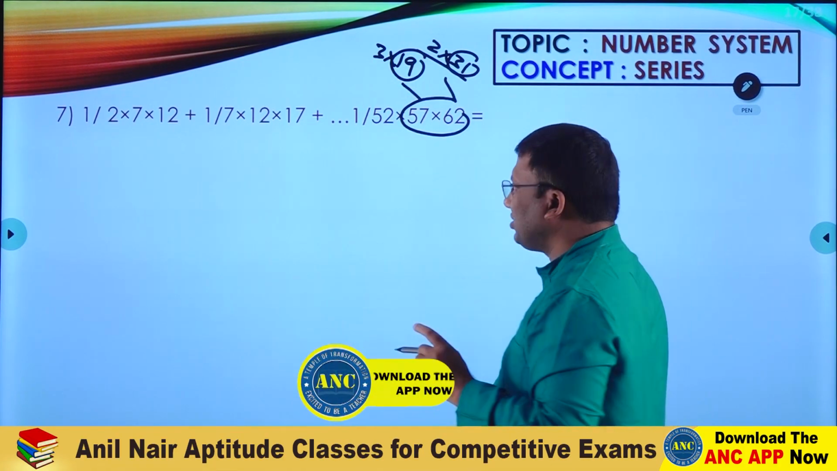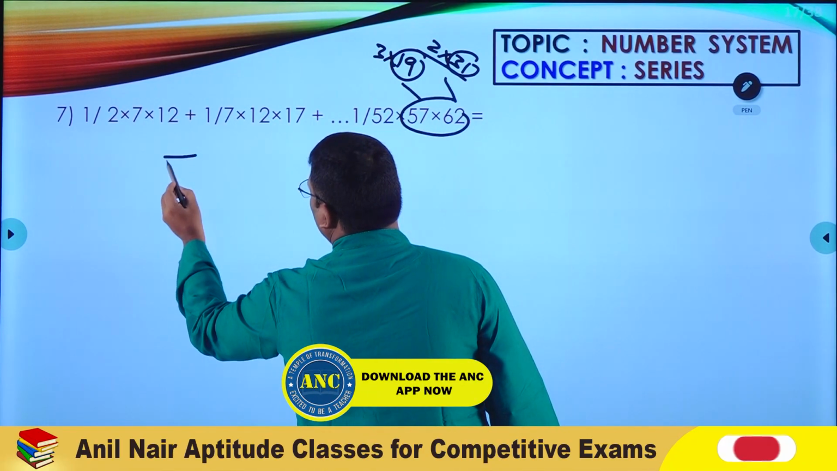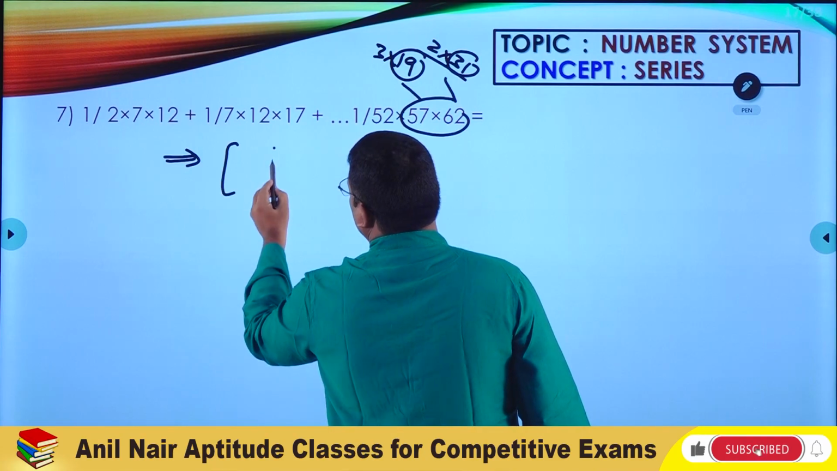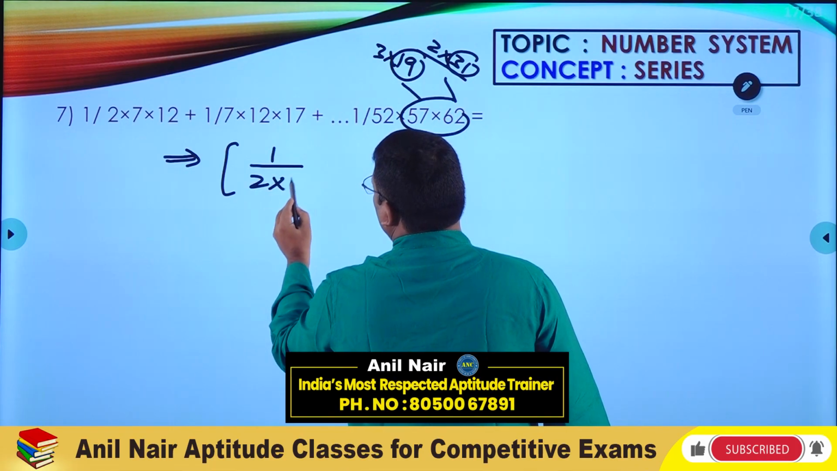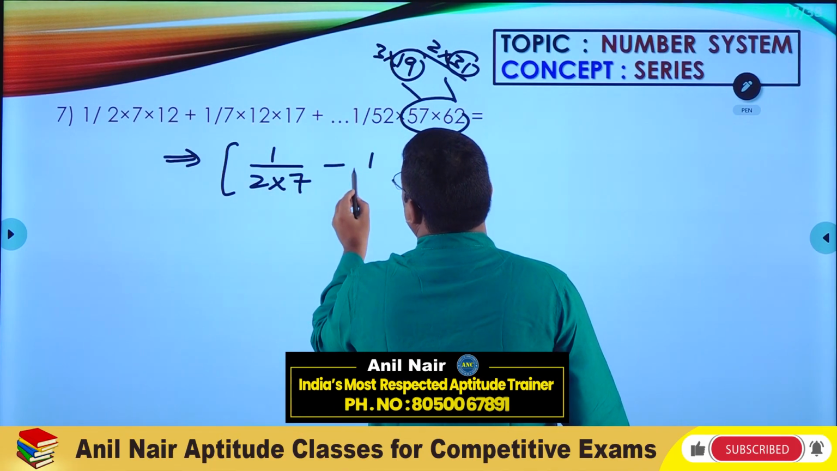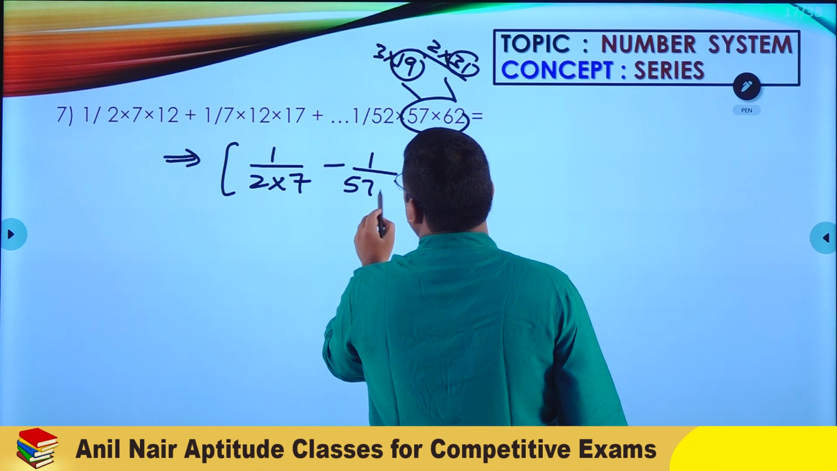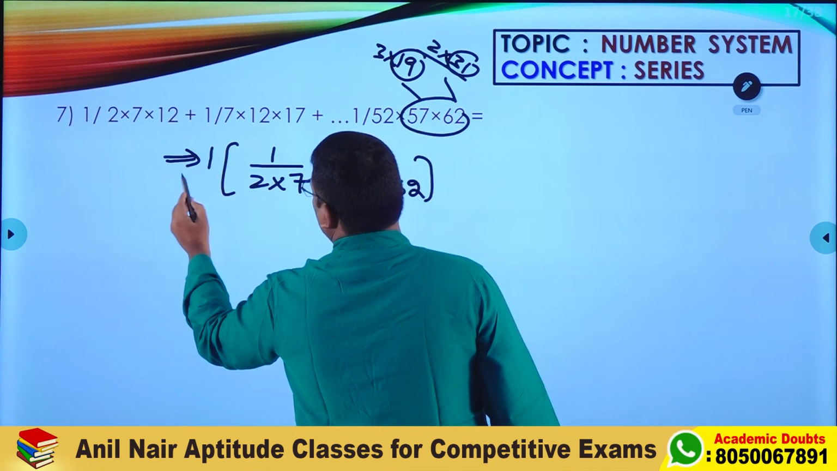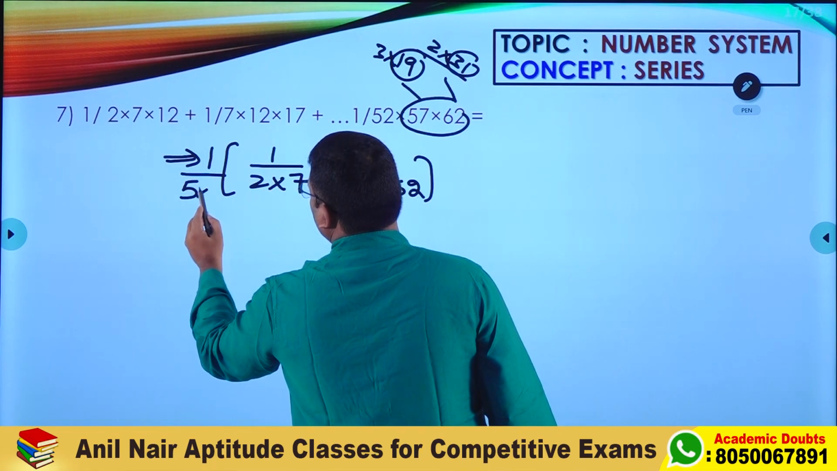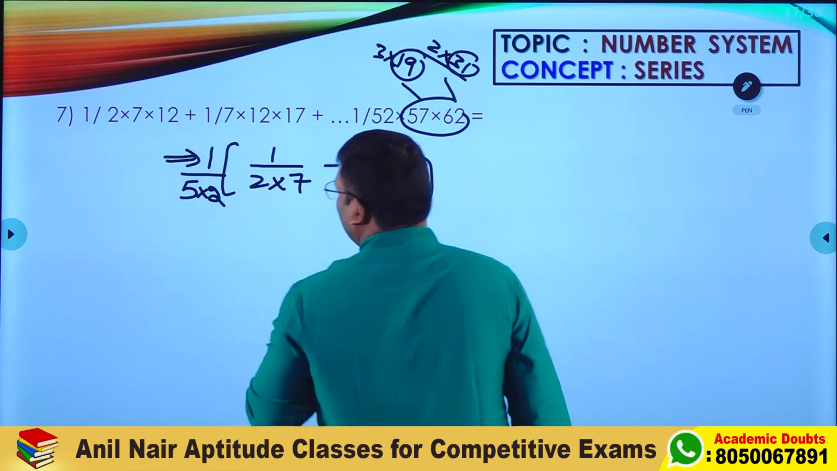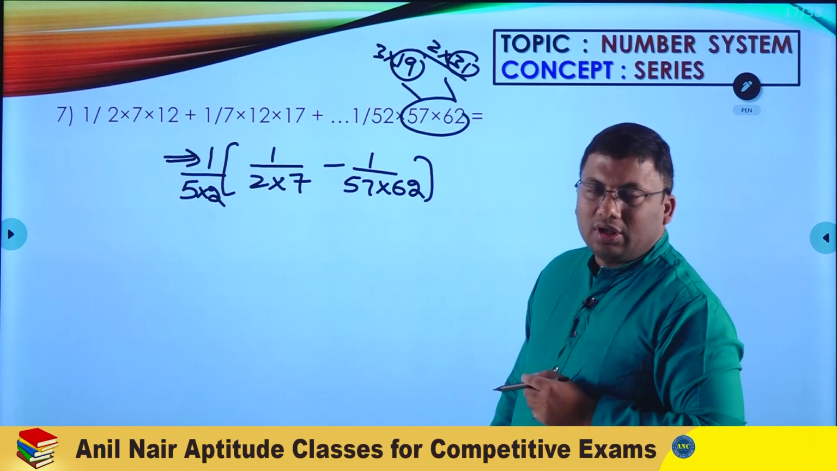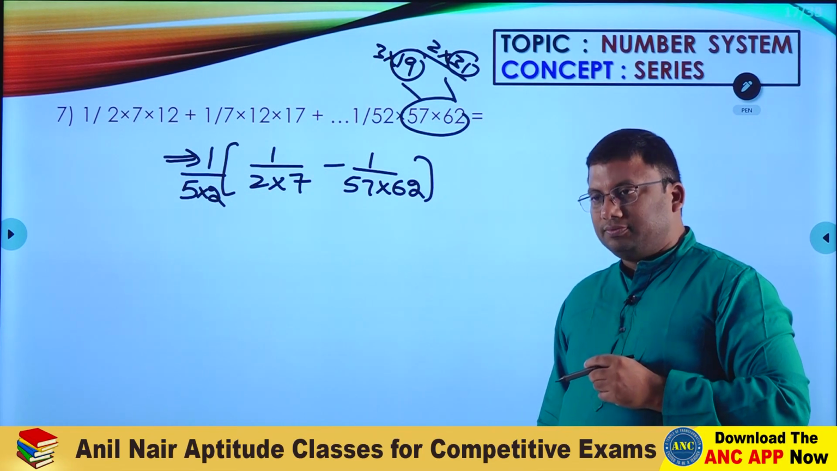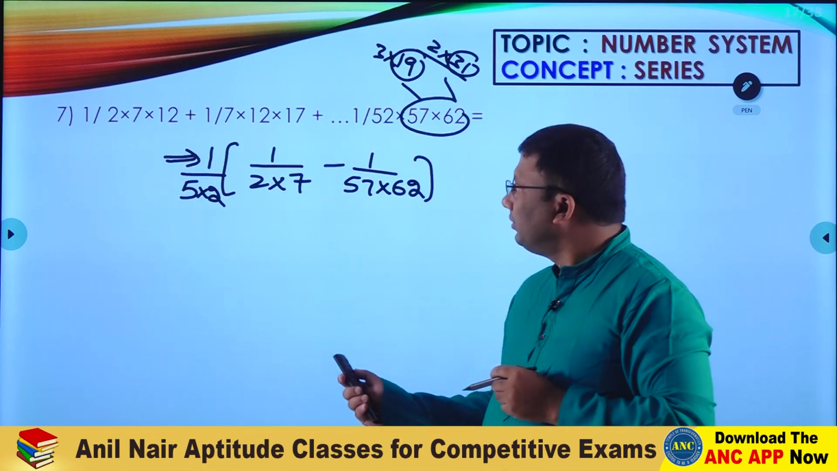Keep an eye on the answer options. We also know how to write the answer. 3 numerical values are there. Write down the first 2 values and write down the last 2 values. Last 2 values: 1 by, the difference between the 2 values is 5. 3 is becoming 2. Idea clear?